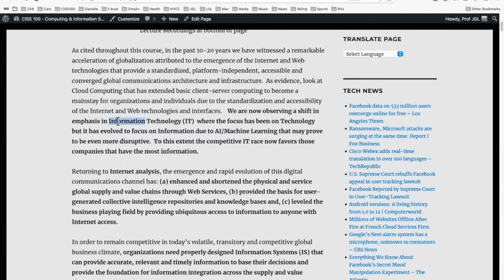Okay, so again, we've seen this shift in information technology from the focus being on technology to the focus being on information. But again, we need systems analysis and design to develop these systems to accomplish both.